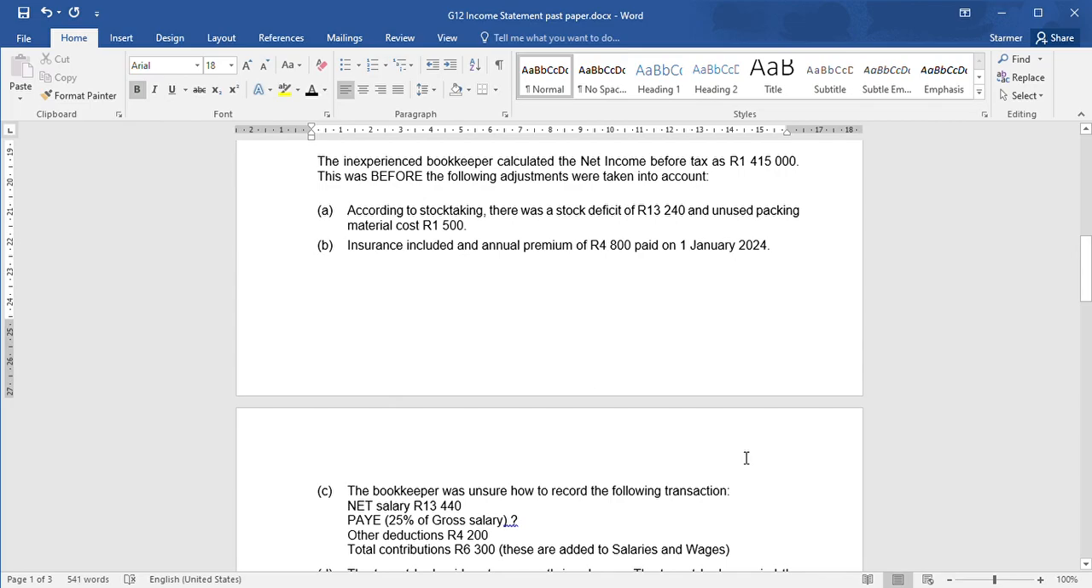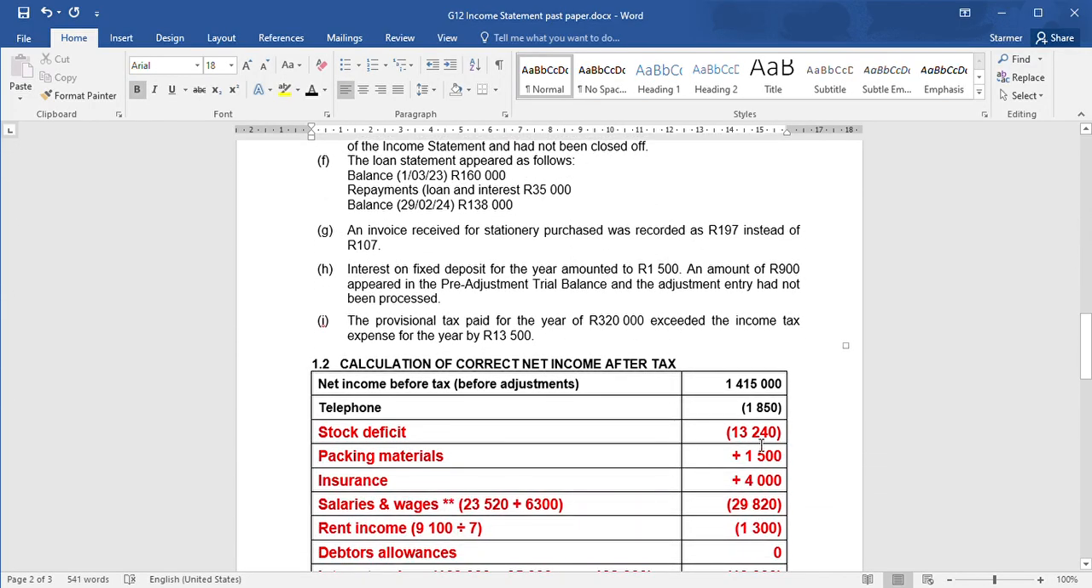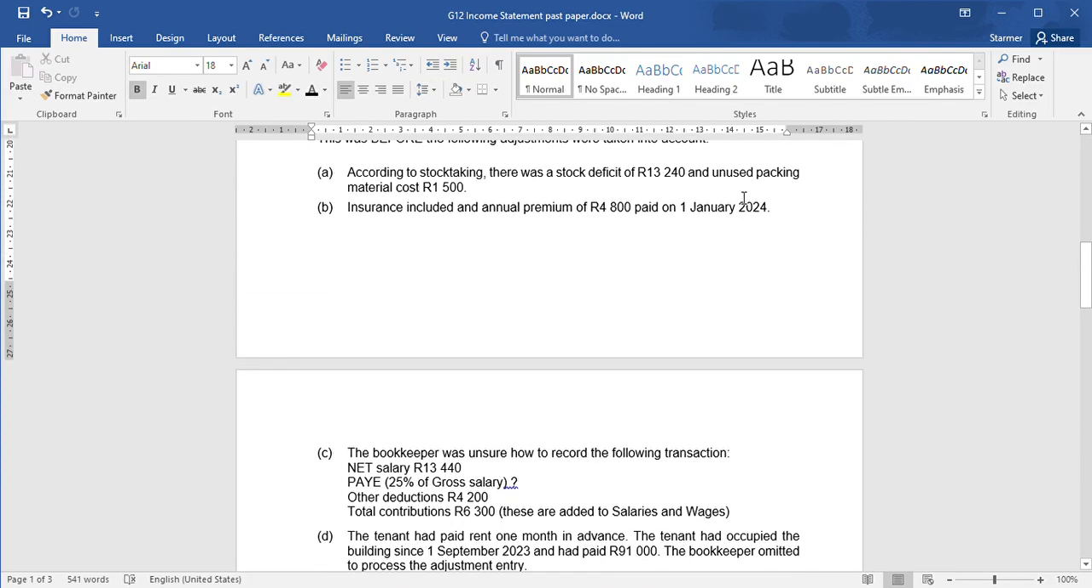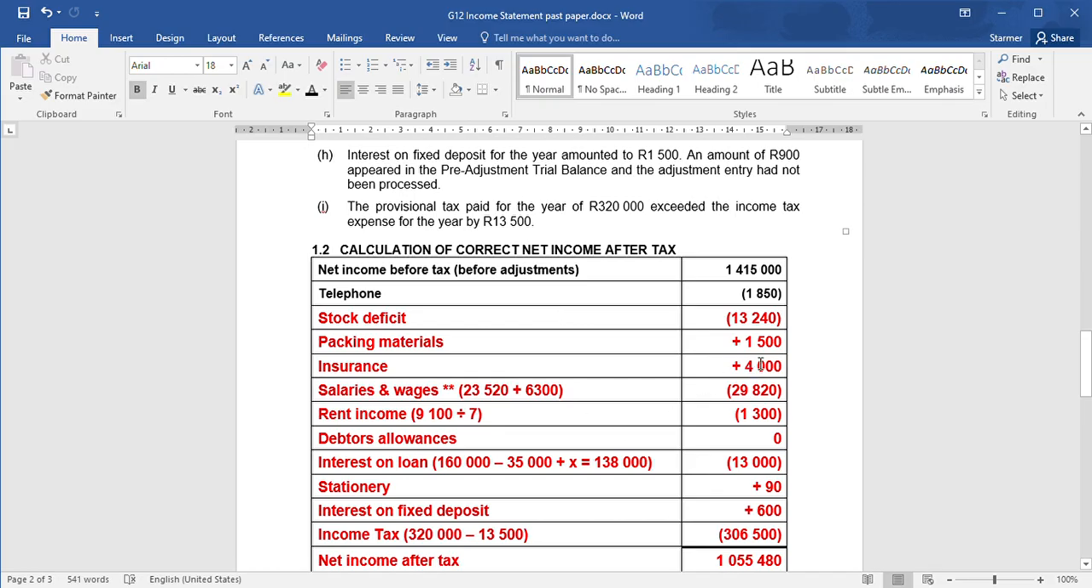According to stock taking, there was a stock deficit and unused packing materials on hand. Okay, starting with the stock deficit. The stock deficit is an expense which decreases your profit. So you're going to subtract it from your profit there. With your packing material that you've got on hand, normally when you've got packing material on hand, you subtract that from your packing material expense. If you decrease your packing material expense, that has the effect of lowering your expense and therefore increasing your profit. So you will add that 1,500.